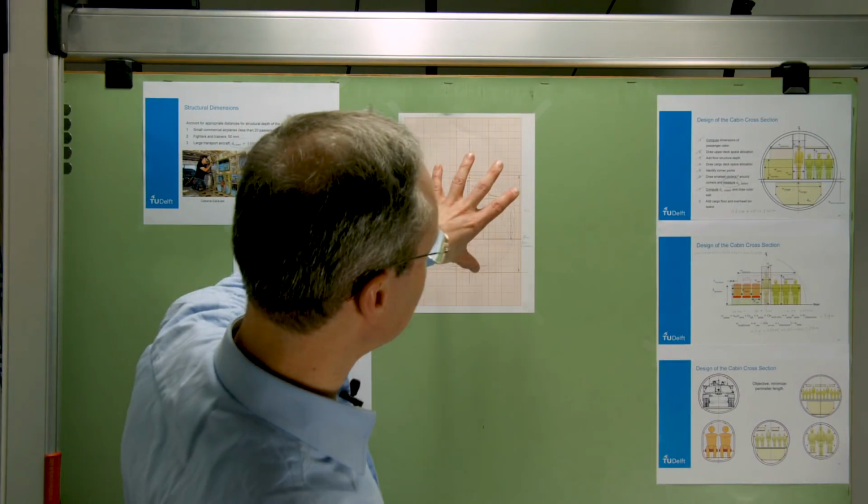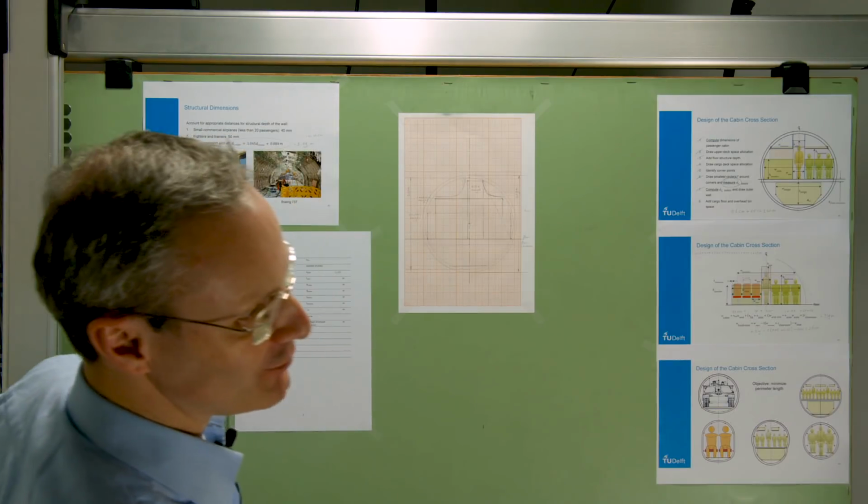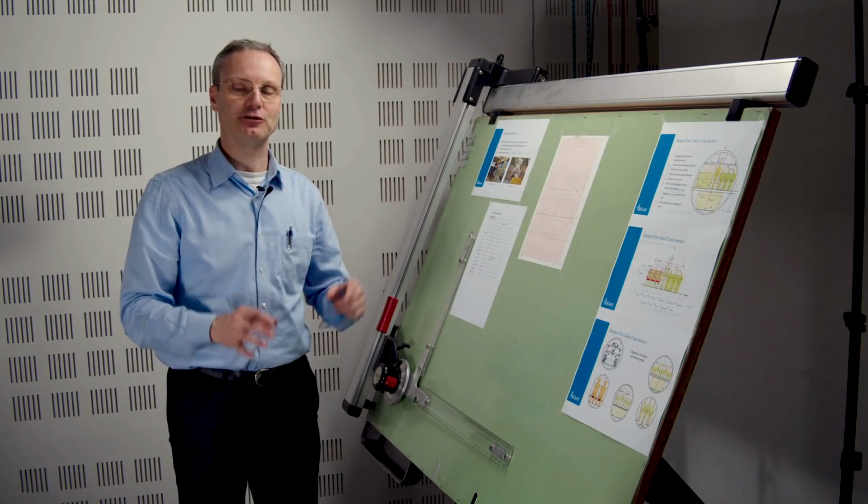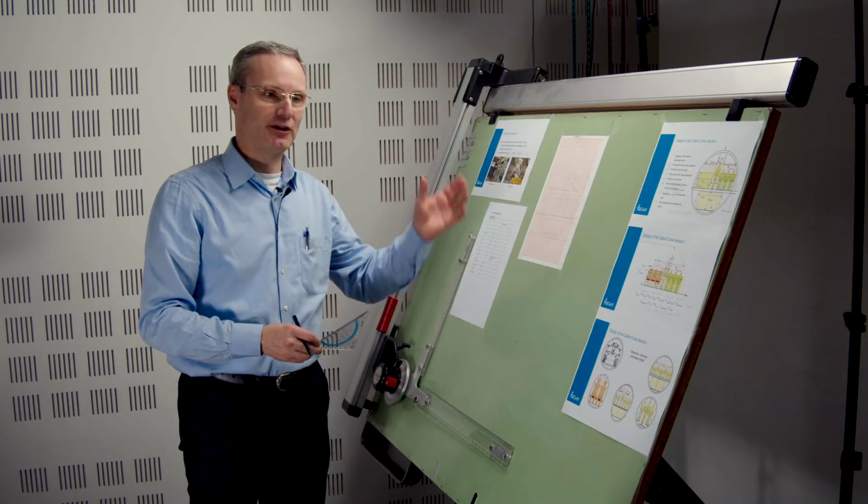So this is how you make the cross section of the fuselage, and now we have the dimensions, and that we can put on the large drawing where we'll be having a top view, a side view and a front view of the aircraft. But that's for the next lecture.